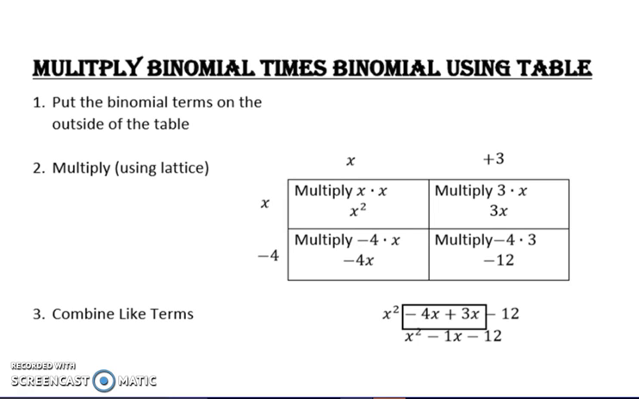So, we have to put the binomials on the outside of the table, multiply. So in this case, I'm multiplying x and x here. I'm multiplying positive 3 and x here. I'm multiplying x and negative 4 here. And then I'm multiplying positive 3 and negative 4 here. So we're still getting all the terms that we need to multiply, but it just looks a little different. Once you do that, the same second step, it's now the third step, but you're combining your like terms. And then you get your answer. Make sure answers are in alphabetical and descending order.